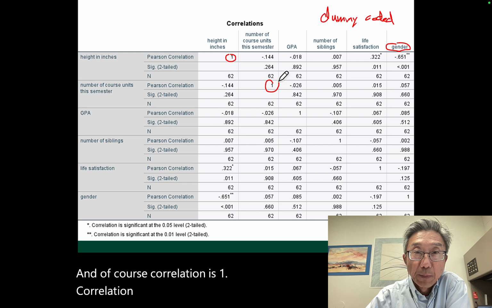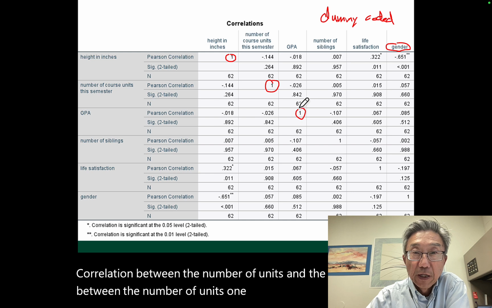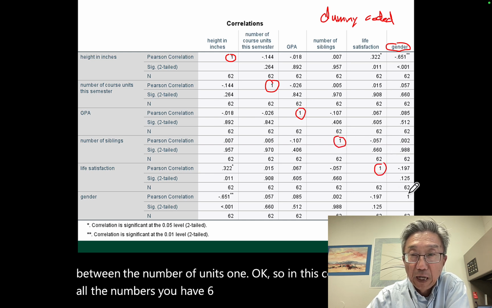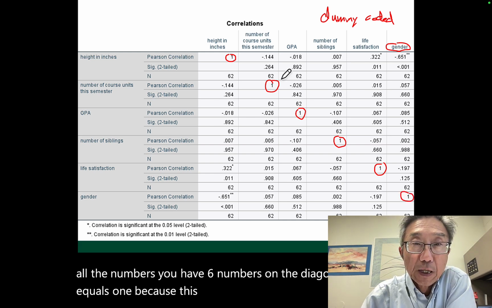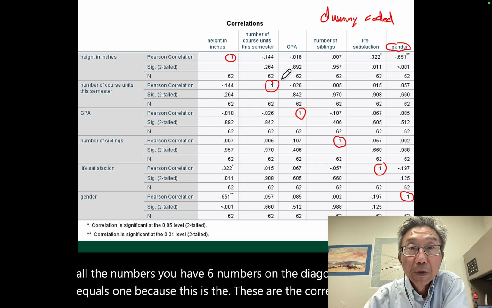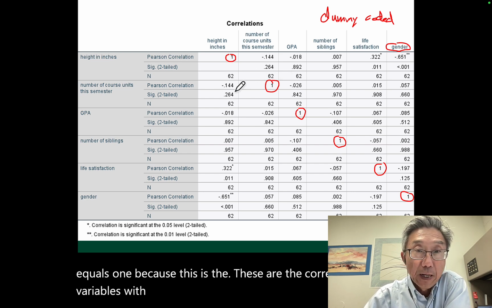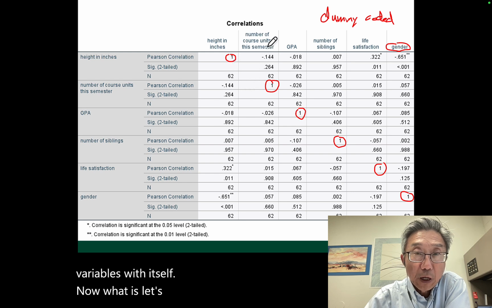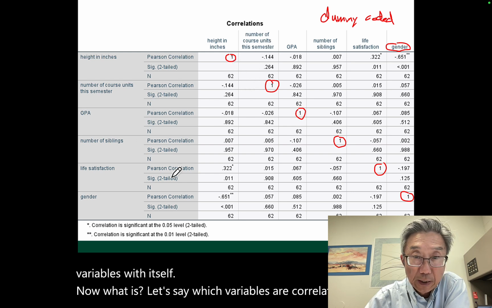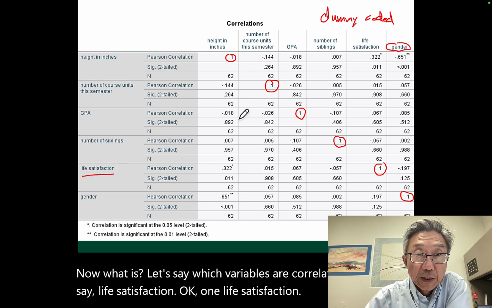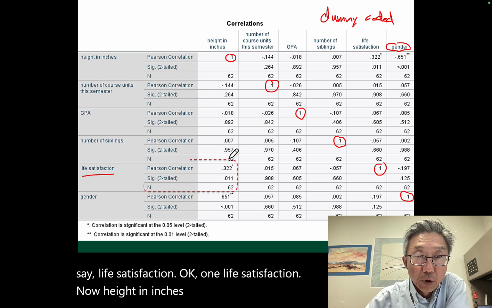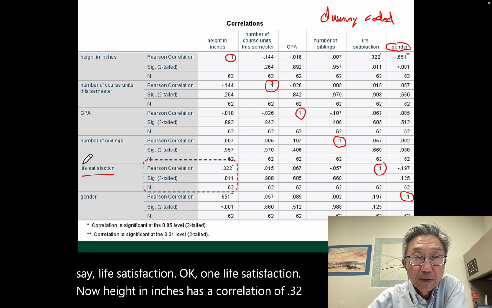The correlation between the number of units and itself is also 1. So in this correlation matrix, you have 6 numbers on the diagonal that all equal 1, because these are the correlations of variables with themselves. Now, which variables are correlated with, let's say, life satisfaction? So that's 1, life satisfaction. Now, height in inches has a correlation of 0.322 with life satisfaction.